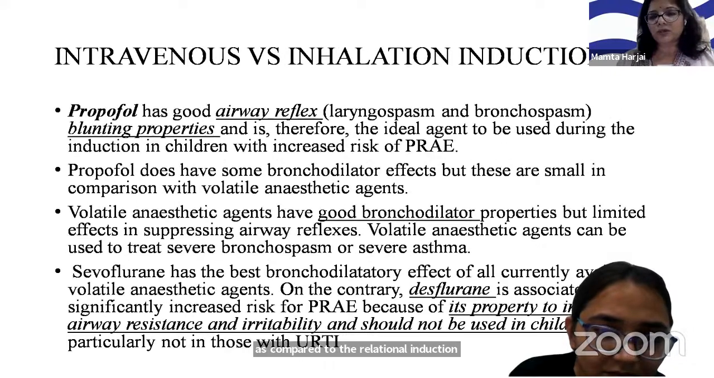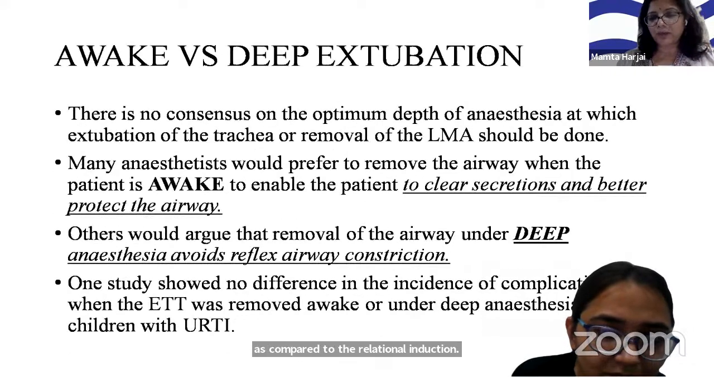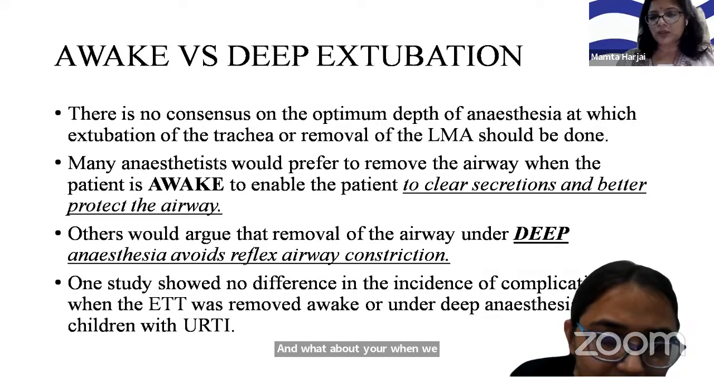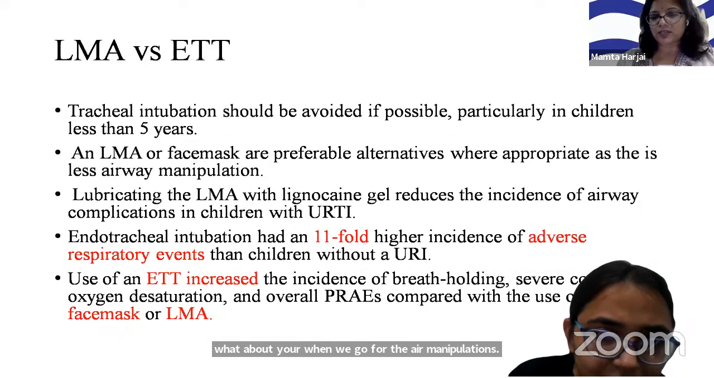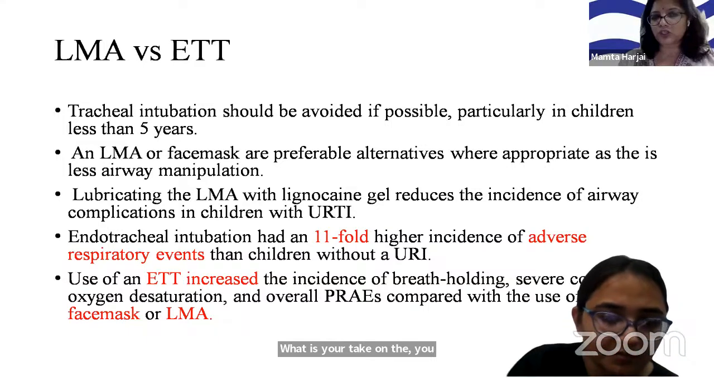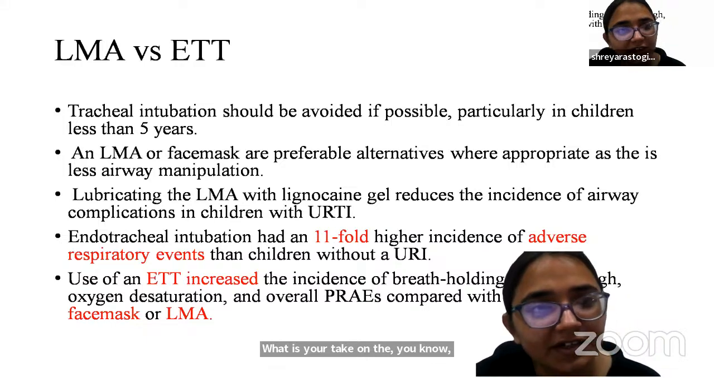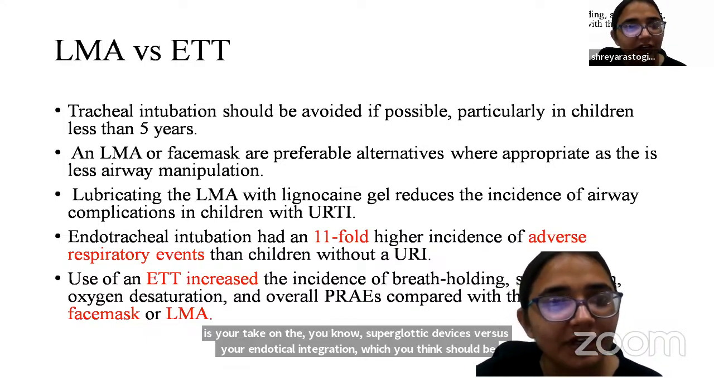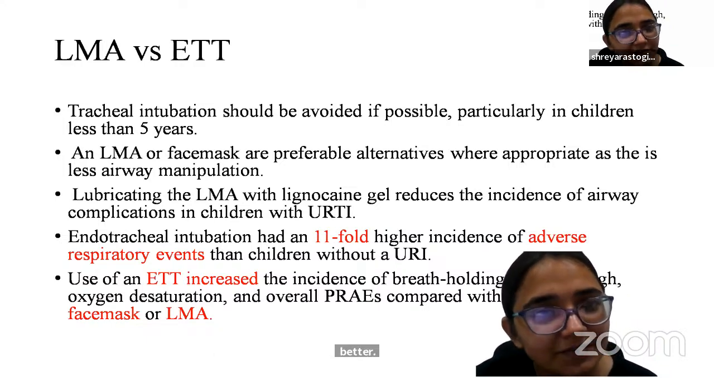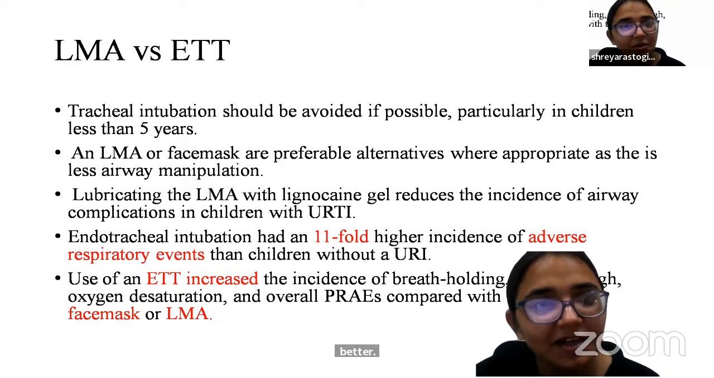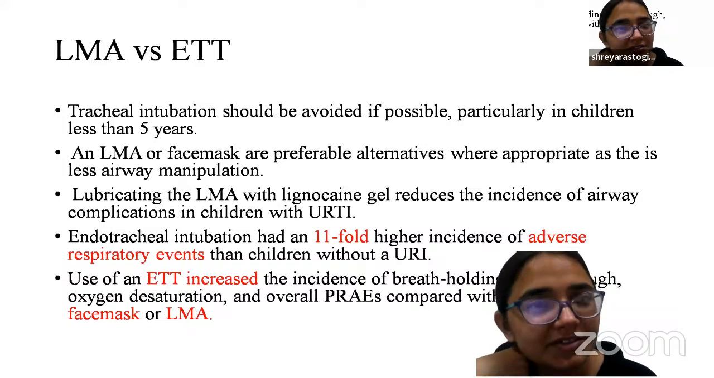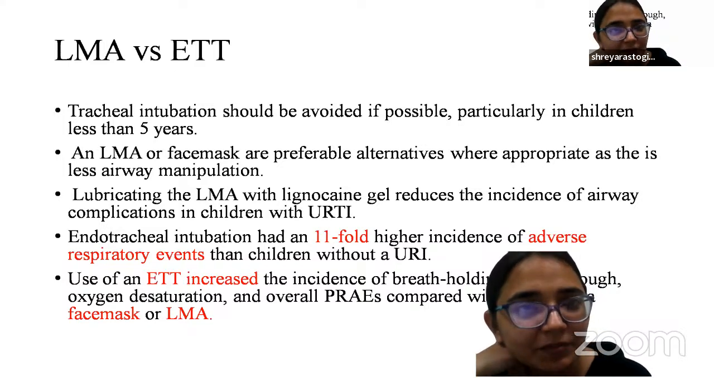And what about when we go for airway manipulation, what is your take on supraglottic airway devices versus endotracheal intubation? Which do you think should be better? Ma'am, non-invasive ventilation is always better. If we are able to ventilate the child with a simple face mask, then it is best. But if we have to choose between a supraglottic airway device or an endotracheal tube, we consider a supraglottic airway device to be better because there is less airway manipulation.